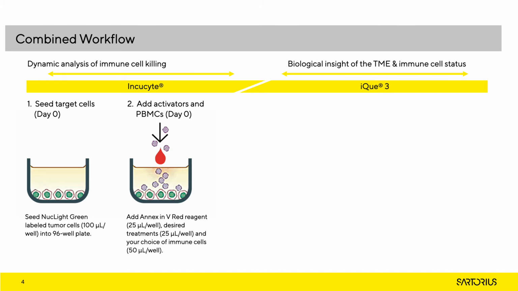Next, the activator of choice is added, and lastly, the label-free immune cells. Death dyes, such as Annexin V Red, can also be added here to monitor apoptosis. The immune cell killing reaction is then placed in the Incucyte, where changes in cell proliferation, death, and morphology can be monitored temporally for up to 5 days.